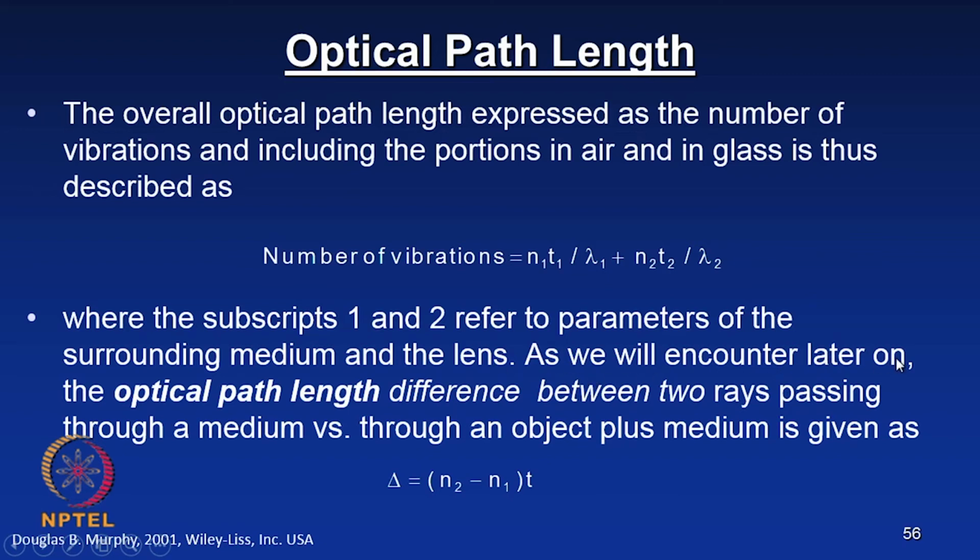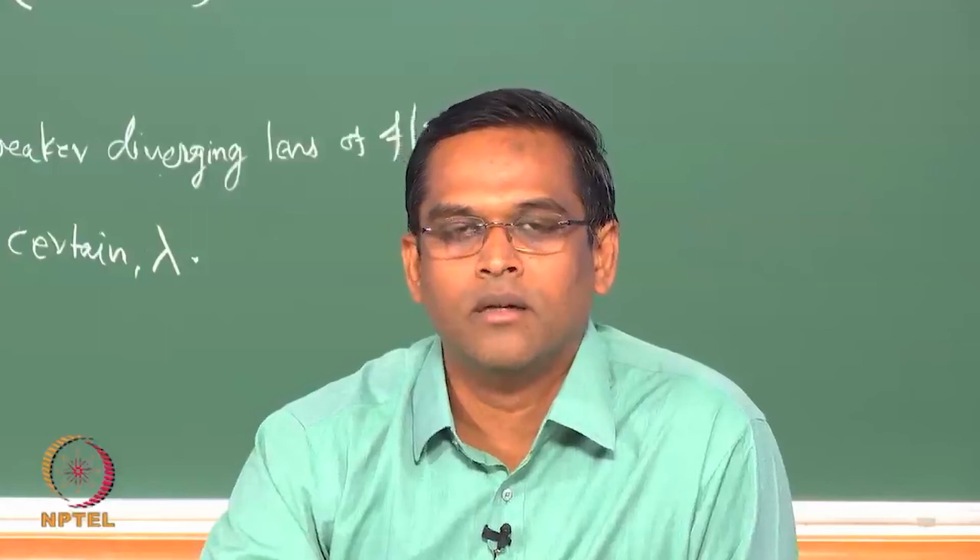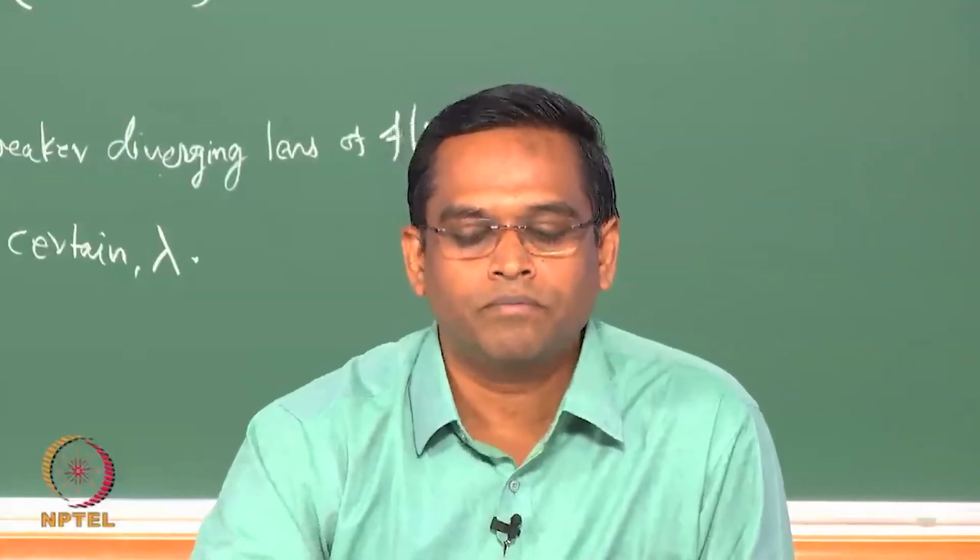As we will encounter later on, the optical path length difference between the two rays passing through a medium versus through an object plus medium is given by delta equal to n2 minus n1 times T. So, as I mentioned, we will be using this parameter in one of the variants of the optical microscope, which I will be discussing. That is why I have introduced this concept.